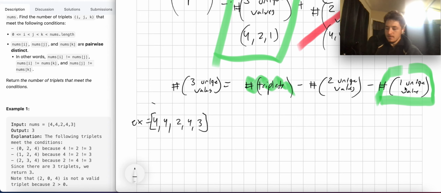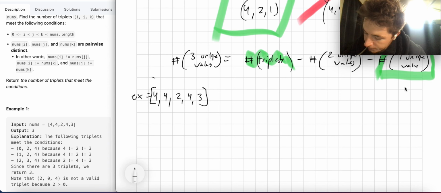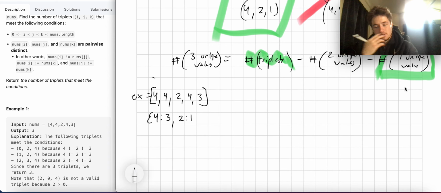Well, let's first think about how many times each value happens, right? So there's 4 and it happens 3 times. There's a 2 and it happens 1 time, and there's a 3 and it happens 1 time. So this is like my little ledger, right? Probably going to be using a counter kind of hash table system to account for how many times each value exists. So 4 occurs 3 times, 2 occurs 1 time, 3 occurs 1 time.